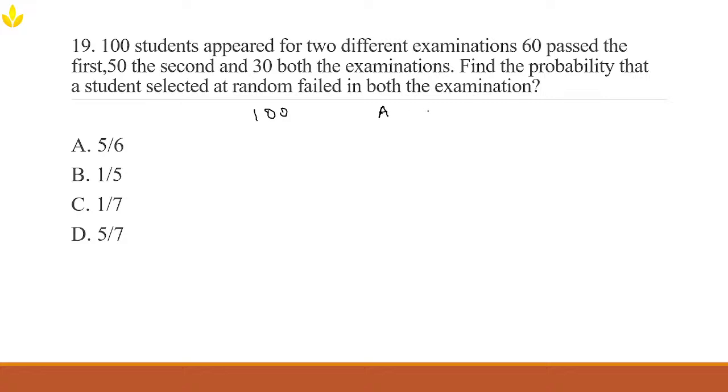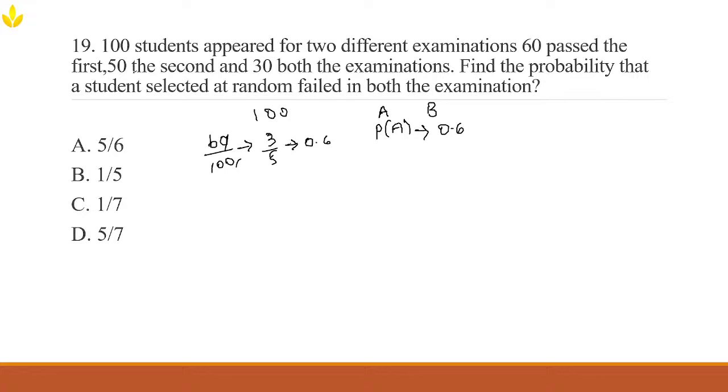So if you take one of it as A and other one as B, so in one part 60 passed. So among 100 students, 60 of them passed. So what will be the probability of it? So the probability will be equal to 60 by 100, that is nothing but 3 by 5. So 3 by 5 gives you 0.6. So probability of the students passing the paper A is nothing but 0.6.